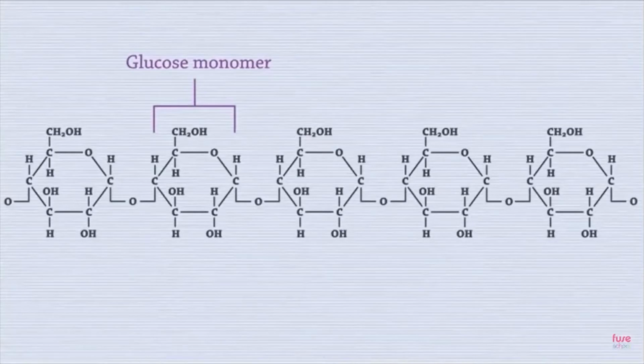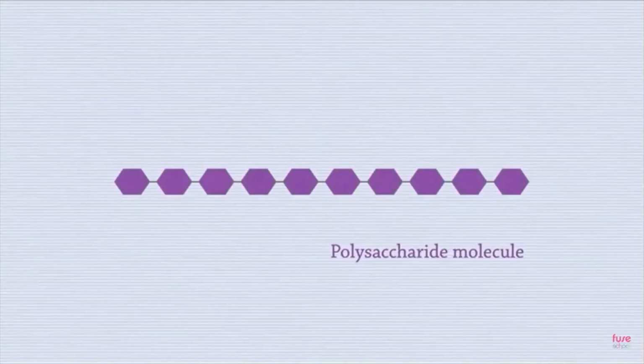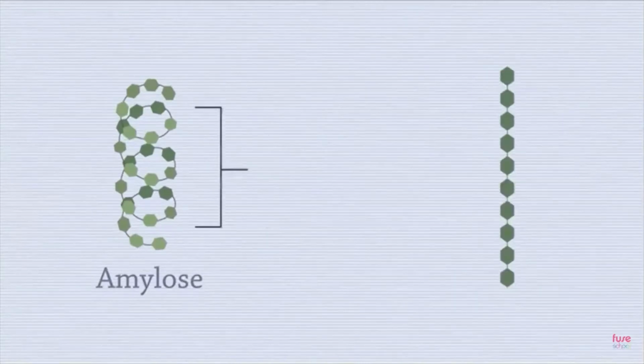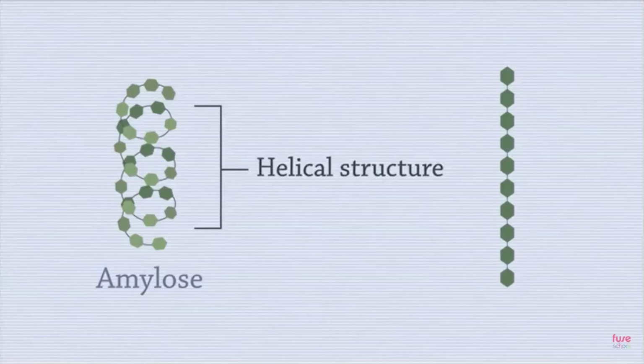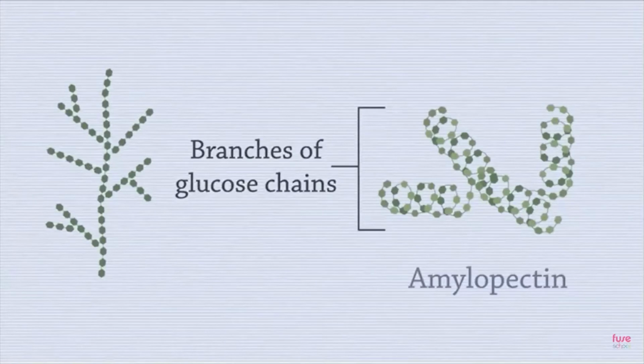This is because the glucose monomers are joined together to form a polymer chain. This is like beads on a necklace. The individual beads are the glucose subunits, and the entire necklace is the polysaccharide molecule. Starch is actually a combination of 2 polysaccharides, amylose and amylopectin. The amylose is just like the necklace. It is a long chain of glucose monomers coiled into a helical structure. The amylopectin is like amylose, but with branches of glucose chains.